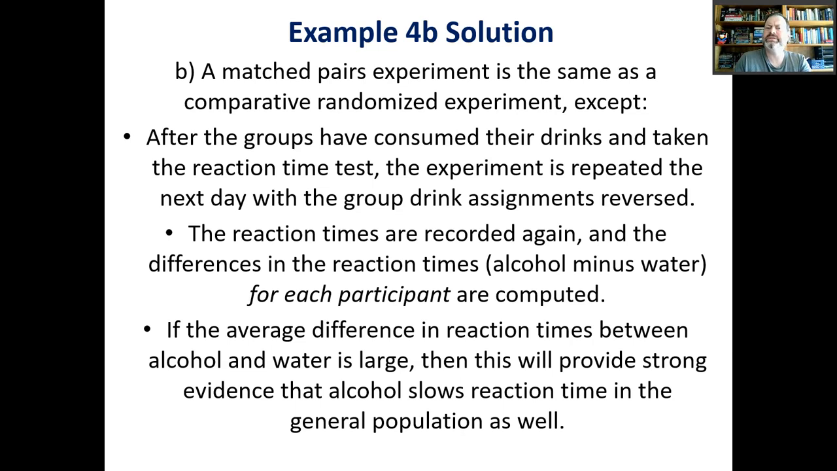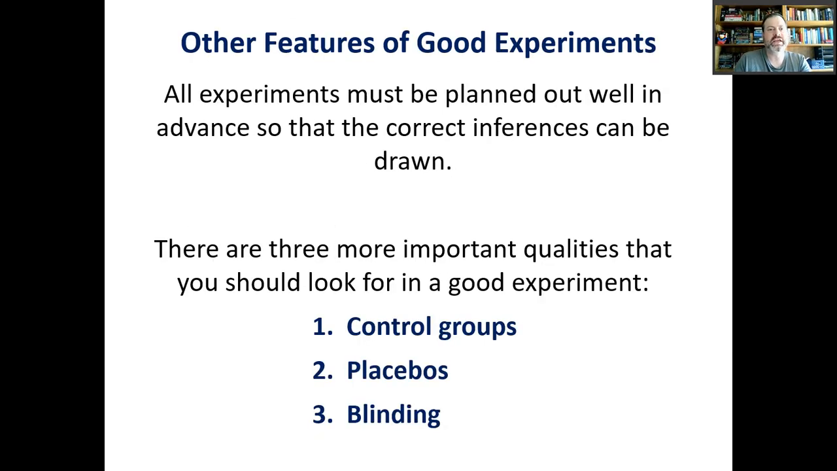Let's keep going. It's a long section, sorry guys. So there are 3 other features of good experiments. All experiments must be planned out well in advance so the correct inferences can be drawn. And we just saw how to plan an experiment, again, mostly based on one of my former students' discussion in class. But I thought it was a really good design. But you can see just how much planning that would take, right? It turns out there's 3 more important qualities you should look for in a good experiment: control groups, placebos, and blinding.